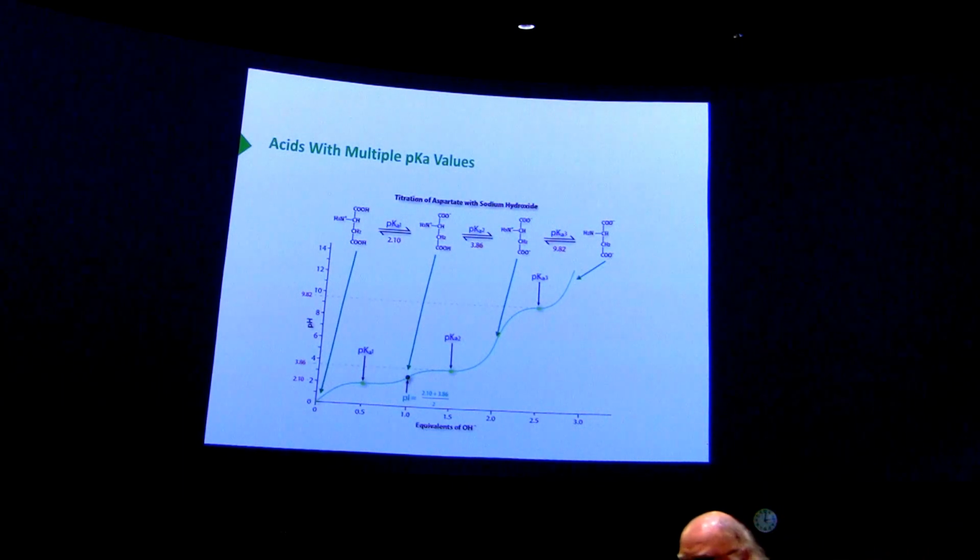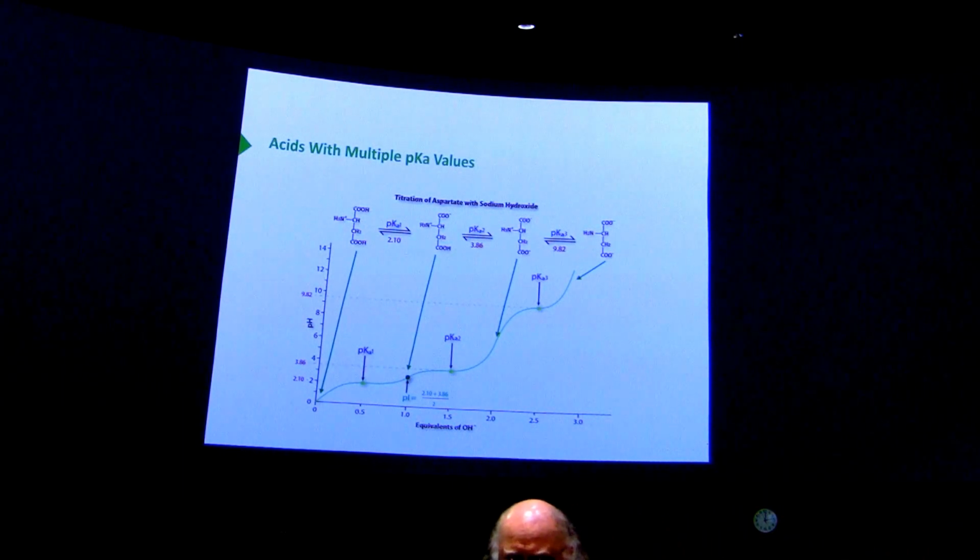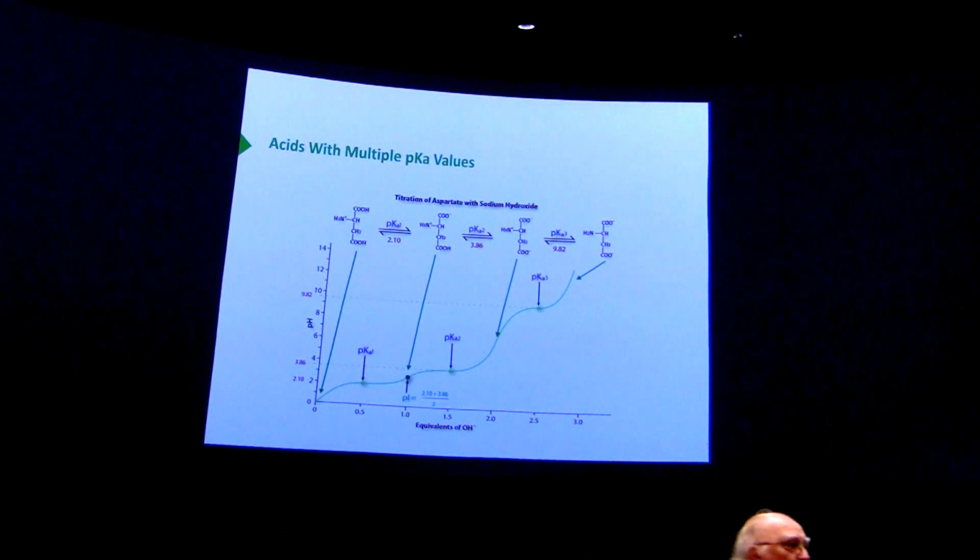1, 2, 3. Yes? Can you clarify the definition of pKa versus Pi? I'll talk about Pi in a second. Okay? So his question was the difference between pKa and Pi. So Pi is a special pH. It has nothing to do with pKa. Okay? Pi, since he's asked, I'll define it for you. Pi is the pH at which a molecule has a charge of exactly 0. Exactly 0.